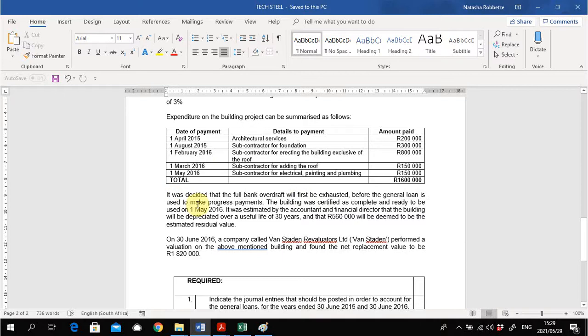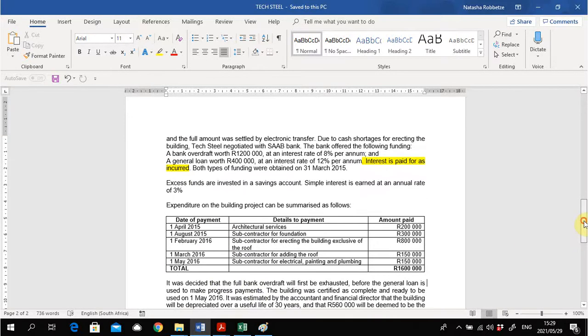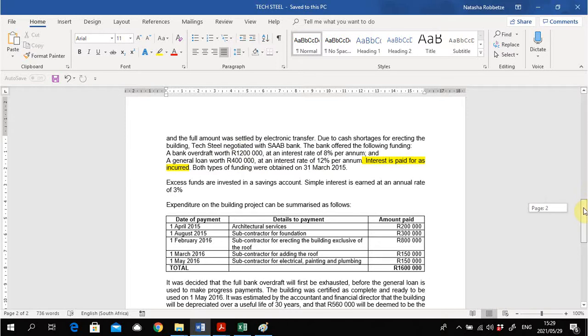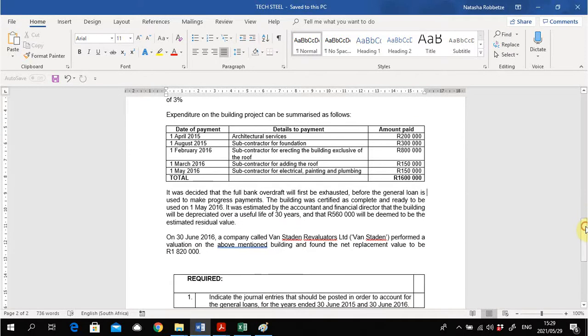They say it was decided that the full bank overdraft will first be exhausted before the general loan is used to make progress payments. So we must first eat up, if you think about Pac-Man, we must first eat up all the 1.2 million overdraft, and then we will get to the general loan, which is worth 400,000 Rand. They say the building was certified as complete and ready for use on 1 May 2016. So this is very important information. This is the date for which our capitalization will end.